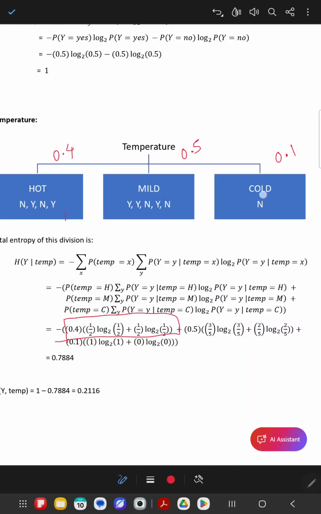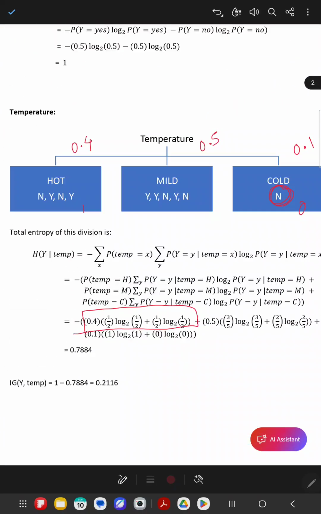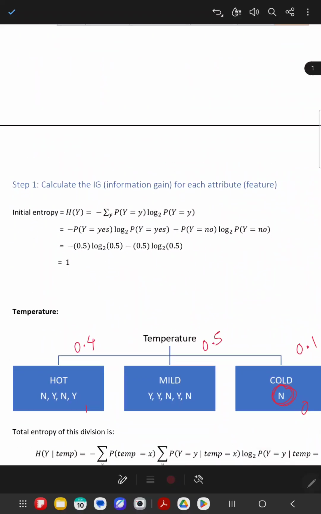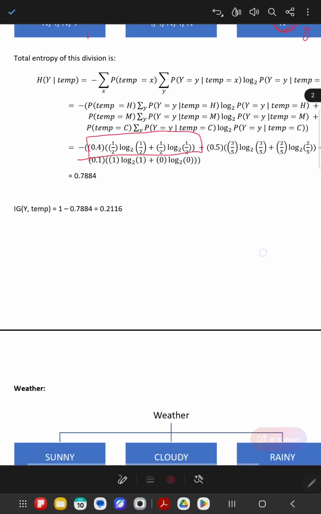For this one, again, there is only one value. If there is only one value in any data set or any partition, then the entropy will be 0. So here the entropy is simply 0. If you calculate, the value will come out to be 0.7884. And the information gain is, initially the entropy was 1. Initially the entropy of the entire data set without any splits was 1. And after we split based on temperature, the entropy reduced to 0.7884. So reduction in entropy is the gain in information. So information gain is 0.2116.